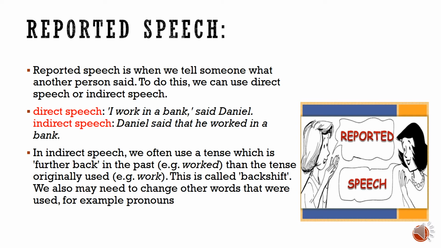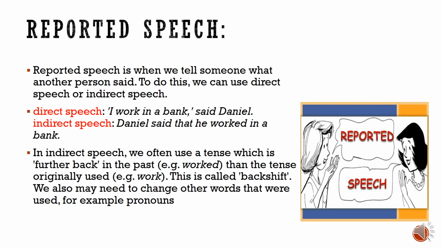Reported speech is when we tell someone what another person said. To do this, we can use direct speech or indirect speech. Now, how do we do it in direct speech? In direct speech, you have to retell the phrase or the sentence in the same way, with the same pronouns and the same tenses. Do not change anything in the phrase or the sentence. Like, "I work in a bank," said Daniel. You have to add the inverted commas.